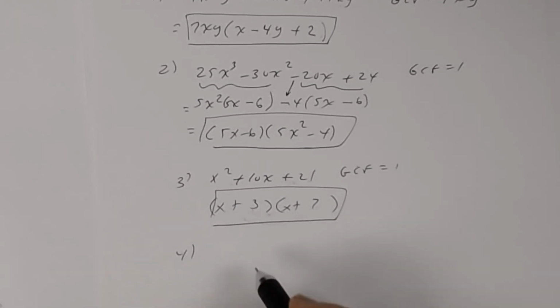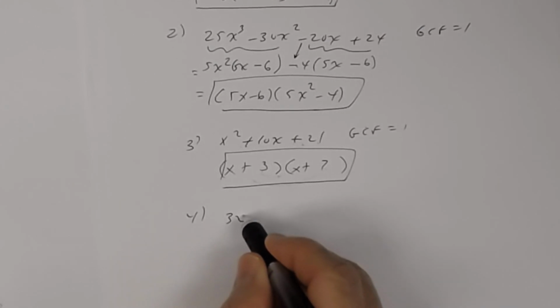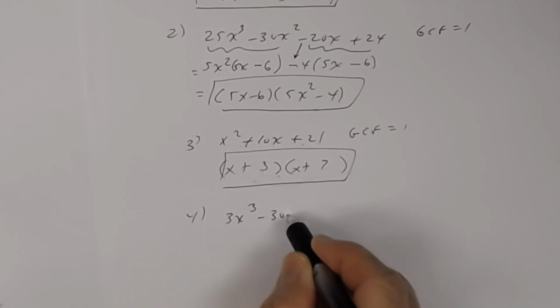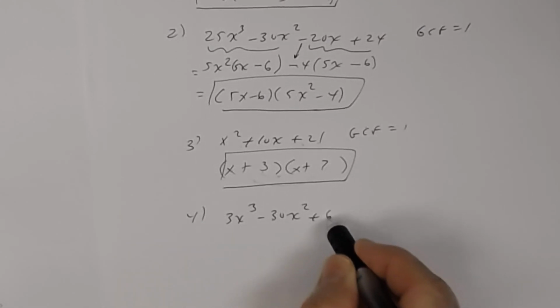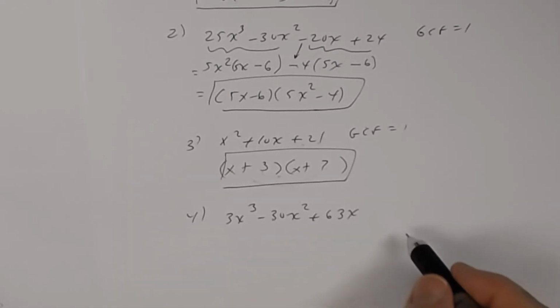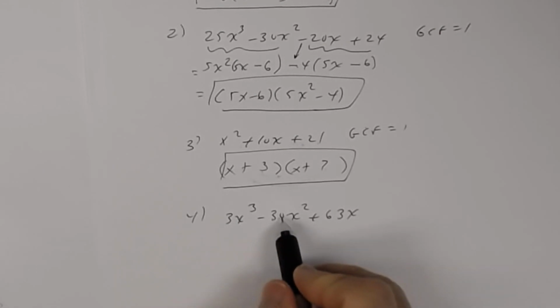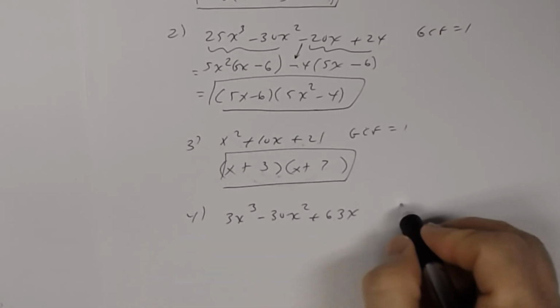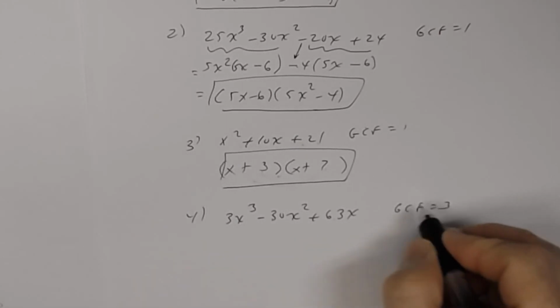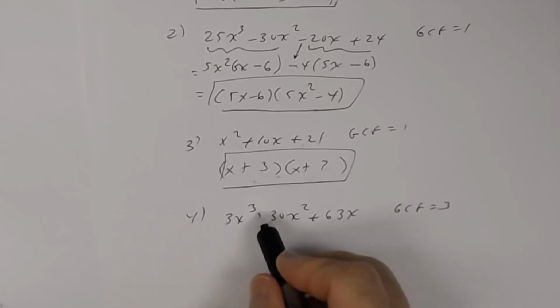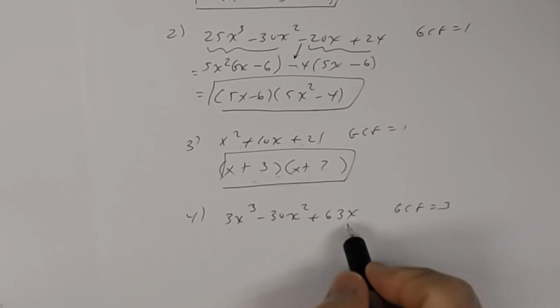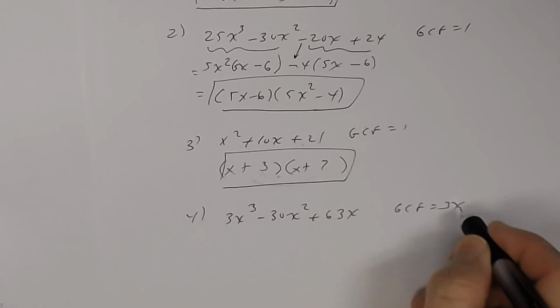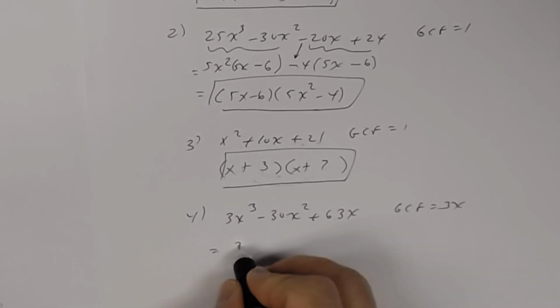Number 4, we have 3x cubed minus 30x squared plus 63x. So in this case, the GCF for this one, let's see, 3, negative 30, and 63, so obviously that's going to be 3. There's an x cubed here. I have 3 factors of x, 2 factors of x, 1, so I'm just going to need 1. So there's the GCF. So let's go ahead and factor out the GCF.